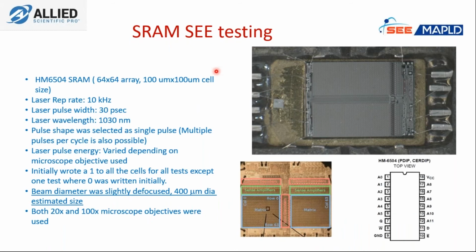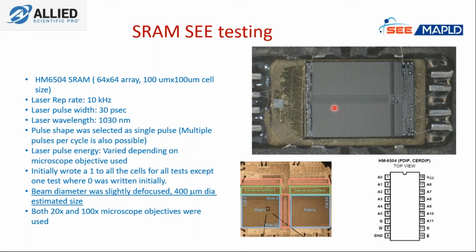For the SRAM testing, we had the following settings: rep rate of 10 kilohertz for the laser. Could have been a little bit less, down to 1 kilohertz, but we used 10 kilohertz. Pulse width 30 picosecond, wavelength 10 to 30 nanometer. We used the defocused beam, which was about 400 micron in diameter, because we wanted to test the full areas, not just one single cell. We were not doing measurements of cross section.